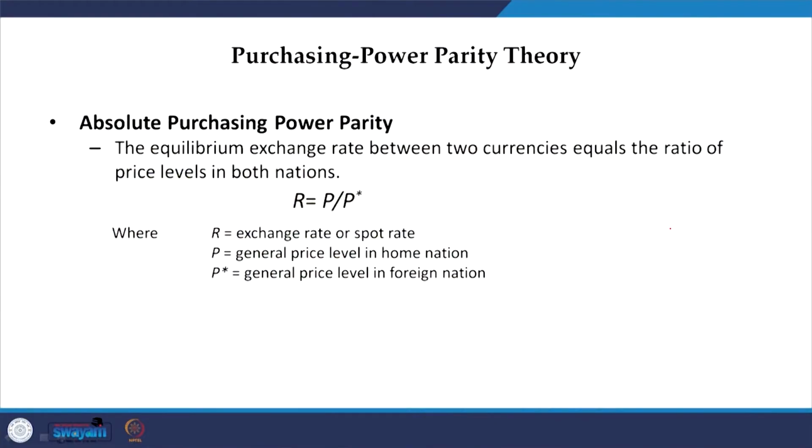Now, in other terms, what we have studied is called relative purchasing power parity, based on adjusting with the inflation. Purchasing power parity is divided into two parts. One is called absolute purchasing power parity, another is called relative purchasing power parity. The equilibrium exchange rate between two currencies equals the ratio of price levels in two nations. So, basically when you simply divide the price ratio of two countries, P of the domestic country and P star, the price of the foreign nation, that is defined as absolute purchasing power parity.